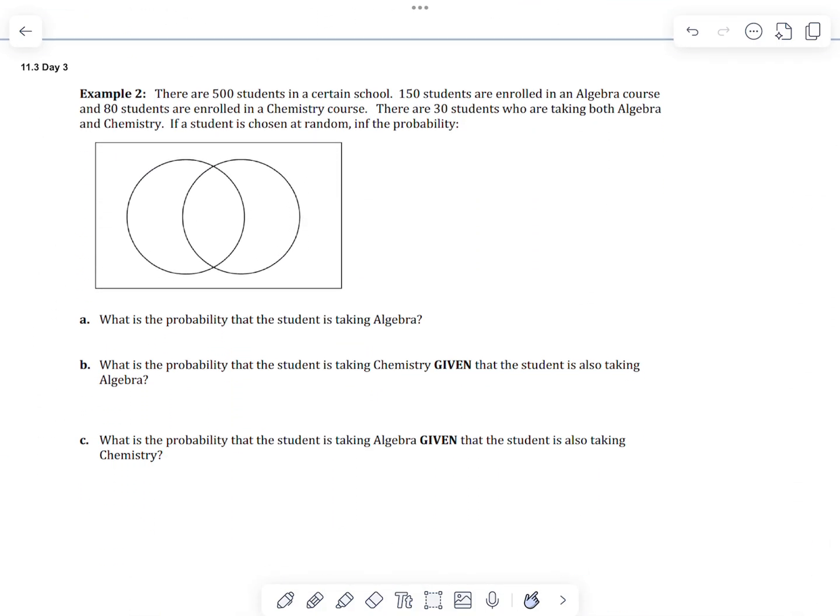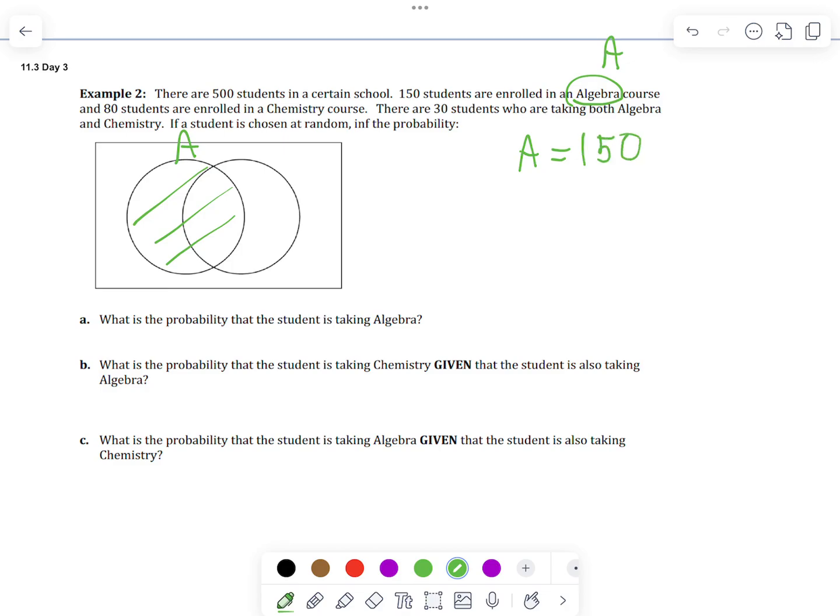Example 2. There are 500 students in a school. 150 students are enrolled in algebra. 80 students are enrolled in chemistry. There are 30 students that are enrolled in both algebra and chemistry. And then we have some probability questions. So we're going to set up a Venn diagram. The first event, A, in my circle is going to represent algebra, and this entire circle right here, all of A, has to add up to 150.